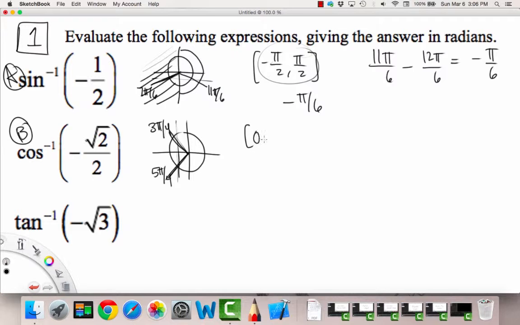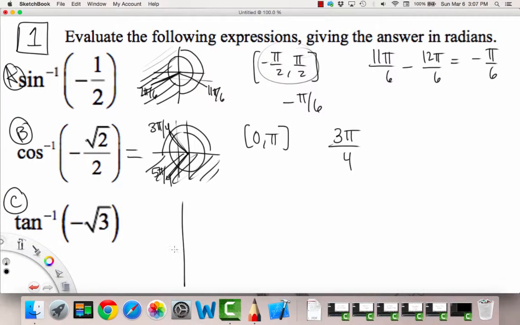If we keep in mind that our domain was 0 to pi, so that means from here to here, then we see that 5 pi over 4 just falls off the boat, but 3 pi over 4 makes it. So our answer for this one is 3 pi over 4. Now for the last one, part C, we're going to have inverse tangent of negative radical 3.